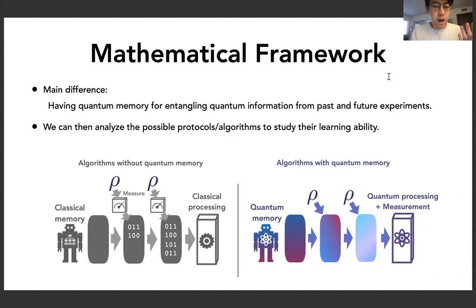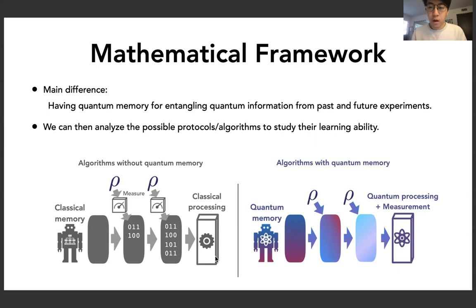So as one could see, a classical agent only has classical memory, that is, without any quantum memory. So whenever it wants to obtain data about this physical system rho, it has to perform some measurement. So we perform some POVM measurement to get classical data. And then at the end, classical processing is performed on these classical data.